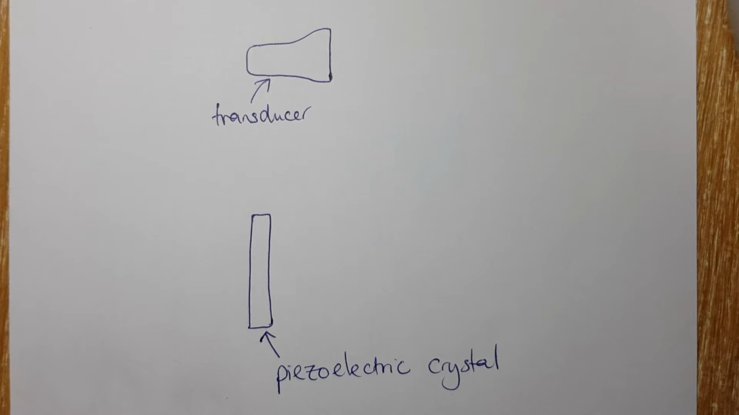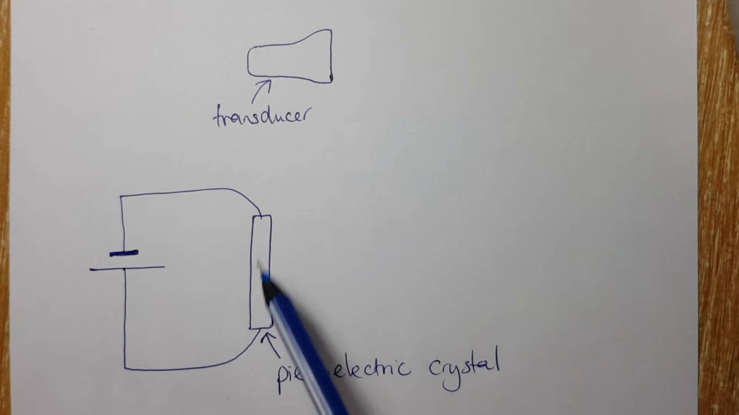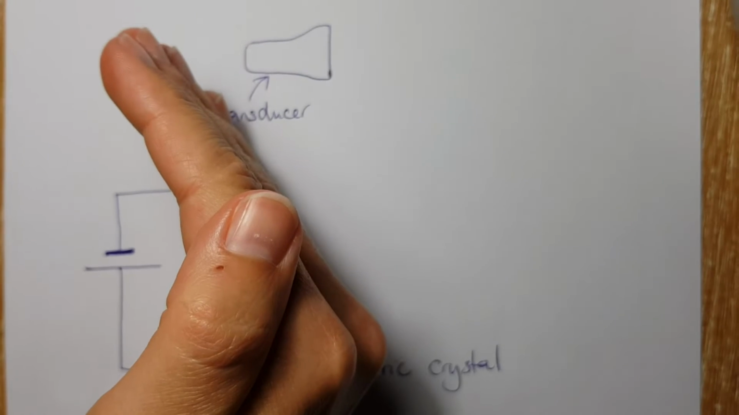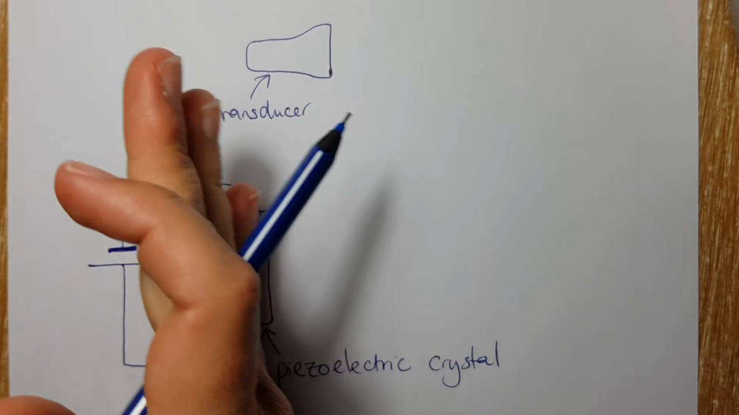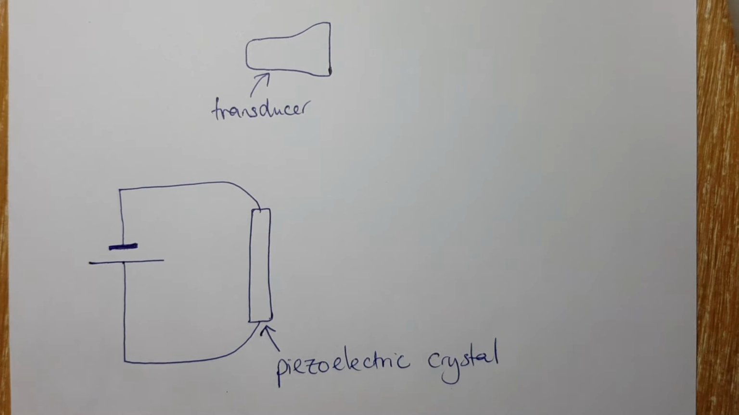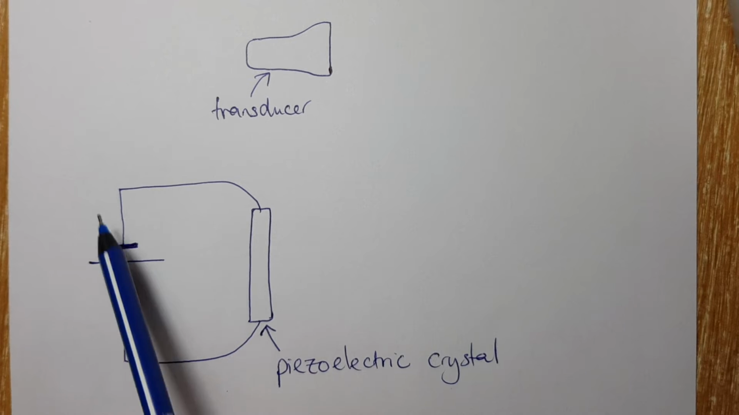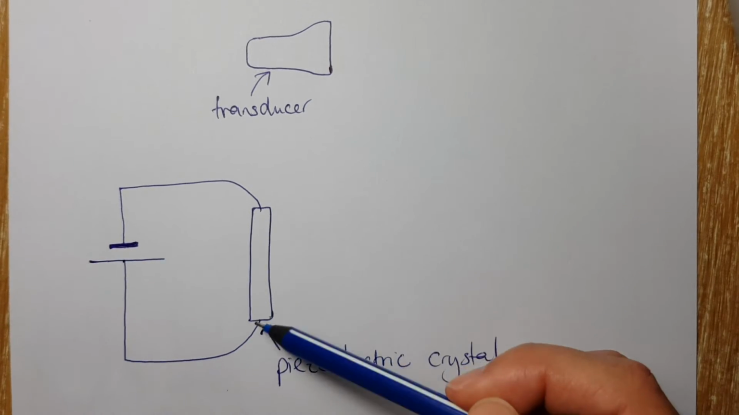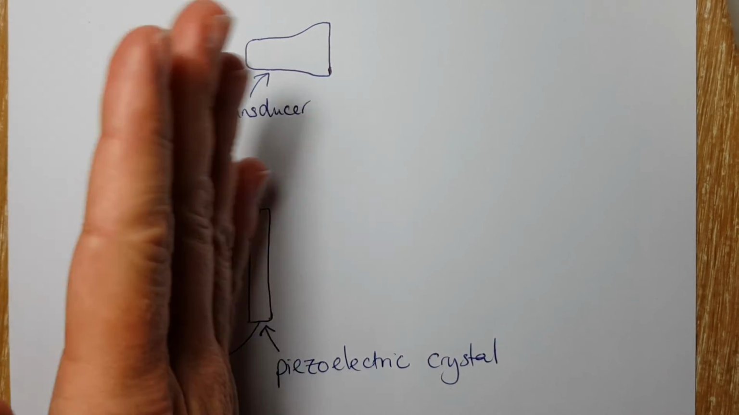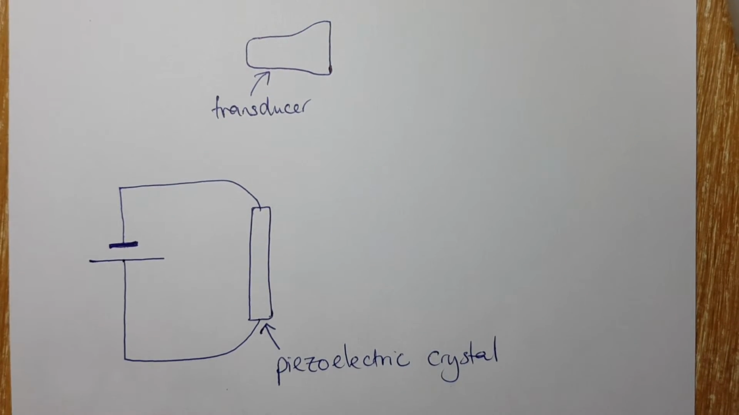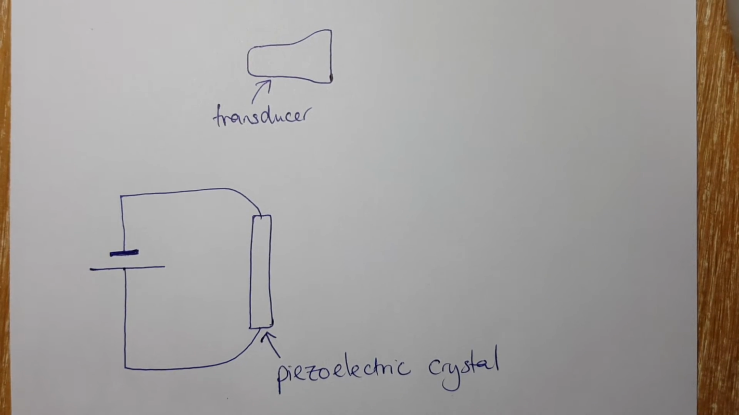And the thing that's special about a piezoelectric crystal is that if you put a voltage across it, it will bend. And if you were to switch the voltage around, it would bend the other way. So instead of having a direct current, if you instead have an alternating current there, you get an alternating voltage and you're able to make your piezoelectric crystal bend backwards and forwards very, very quickly. And this is how you're going to make your ultrasound wave.